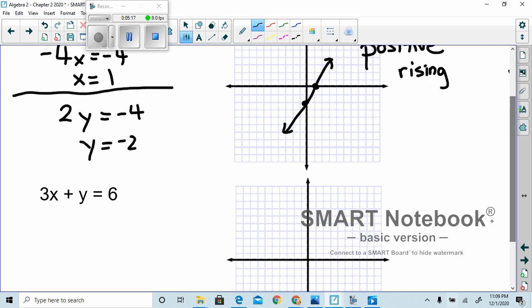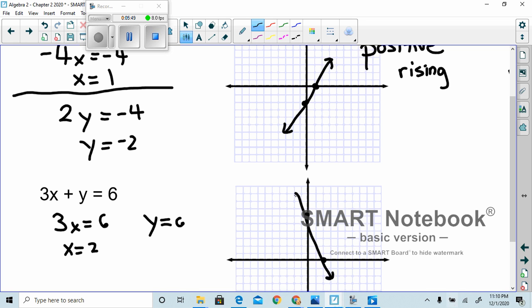Second problem, let's find those intercepts. To find the x-intercept, y is equal to 0, so I've got 3x. Oh, that's a terrible x. Let's try that again. 3x is equal to 6, so x is equal to 2. Let's find 2 right there. Let's now find our y, and that's easy because if x were equal to 0, y is equal to 6. 1, 2, 3, 4, 5, 6. Connect the dots, and again, this time we see that we can name the slope by its form, and it's a negative slope because it's falling from left to right.